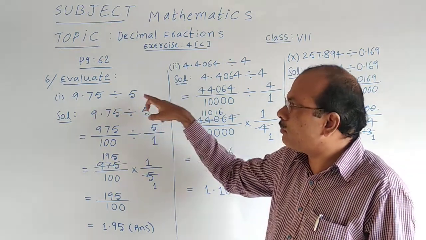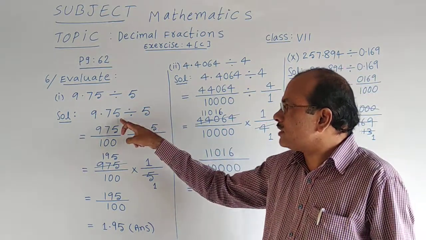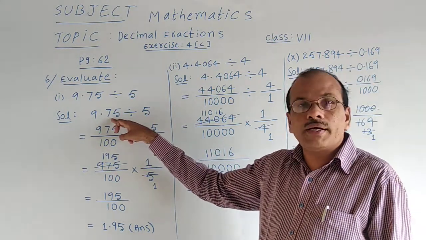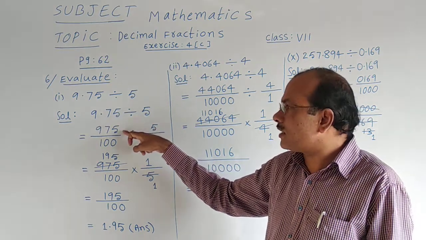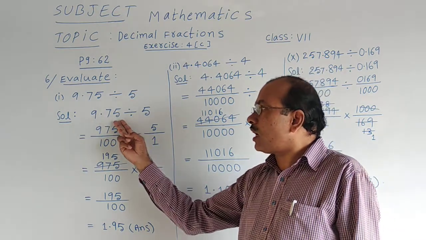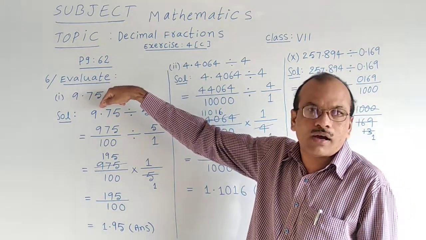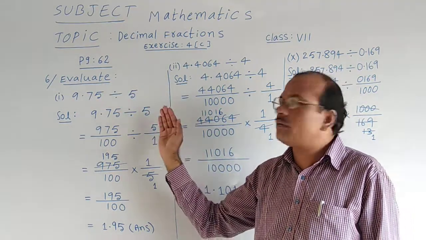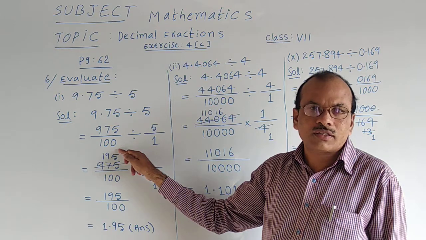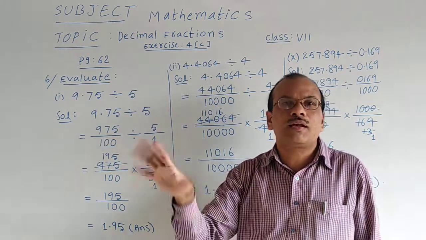9.75 divided by 5. Okay. The same thing is written in the solution part as a starting step. Then 9.75 is written like this, 975 by 100, because the point is after 2 digits. To remove a point which is after 2 digits, we have to place a number with 2 zeros starting with 1, that is 100. So then the point which is after 2 digits can be removed.